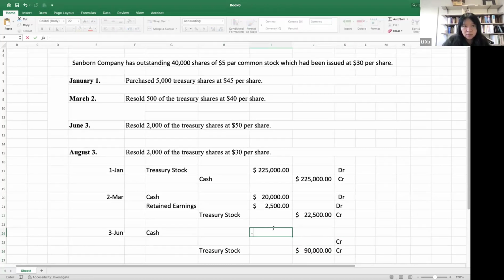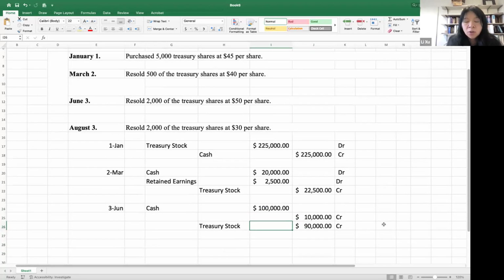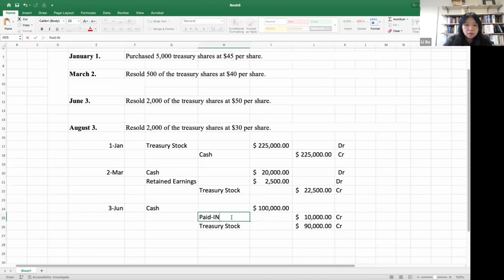So now you can see what happened. You sold at 50, you bought at 45. So essentially you have a gain, right? The gain is $10,000 from this. And when we have a gain from treasury stock, we are going to use the paid in capital treasury stock account. Why do we use the paid in capital account? Because this account is our cookie jar.